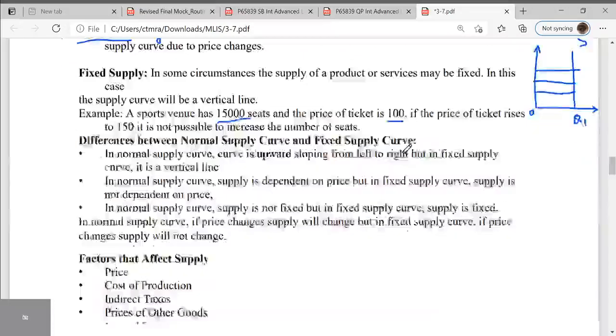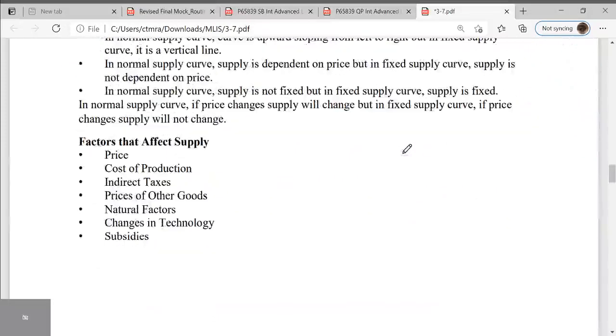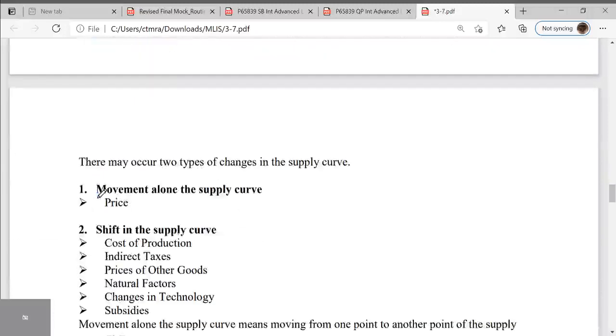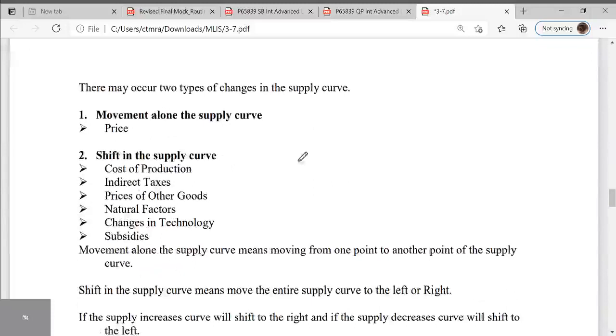Next, let's discuss the factors of supply. We already discussed price. A change in price leads to movement along the supply curve. And when a non-price factor changes, this will lead to a shift of the supply curve. Let's do some examples of a shift of the supply curve. Let's draw a shift first. We already did movement, so let me know if you are having any problem understanding.